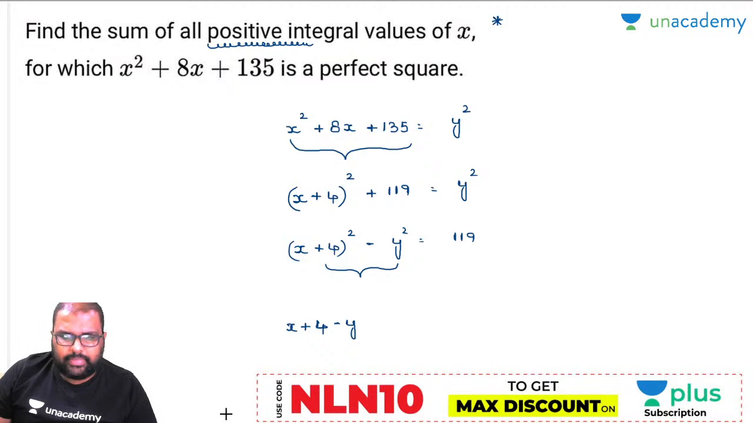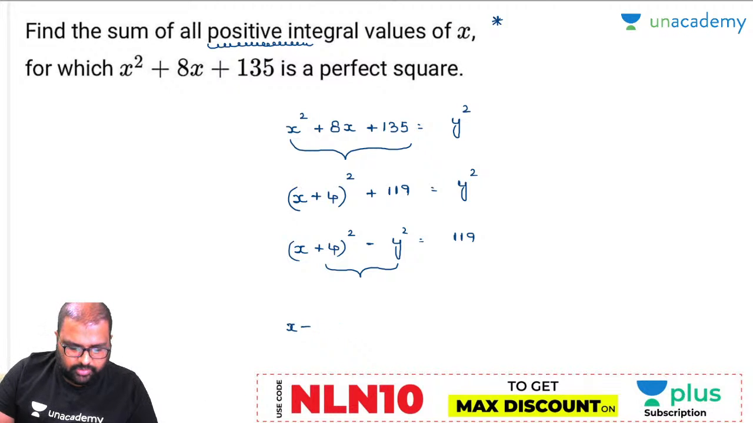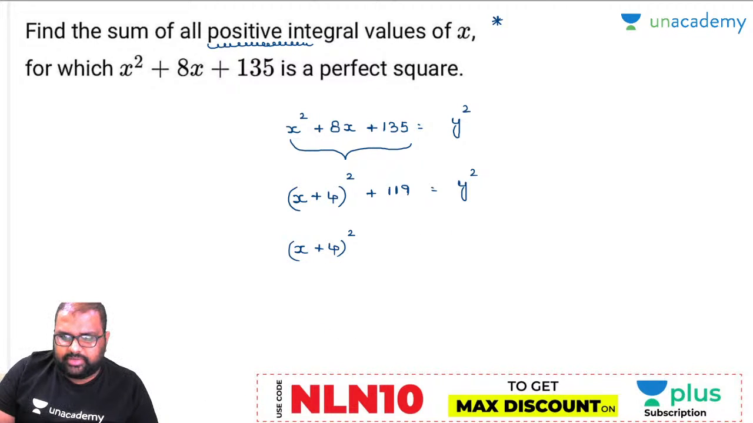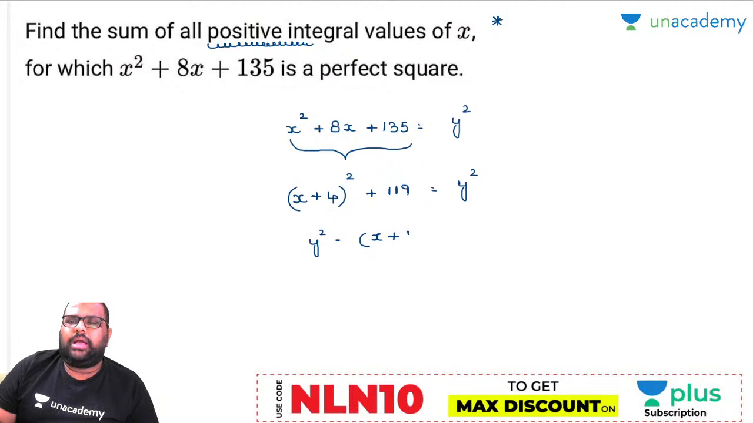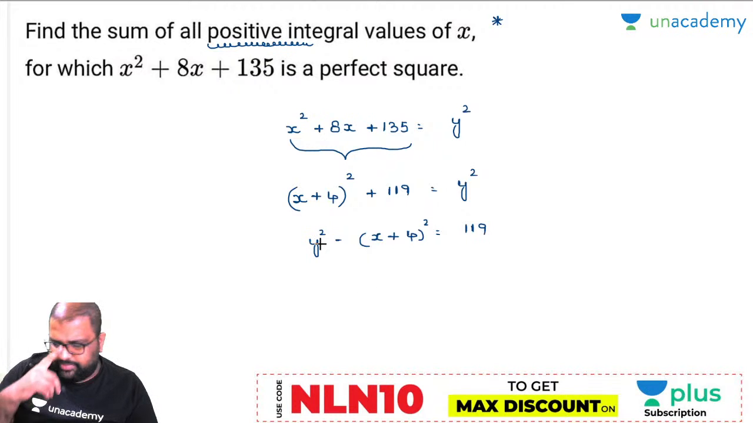Oh sorry, did I miss anything there? Yes, I have missed one point. I have written in the reverse format, right? So you have to write y square minus x plus 4 whole square as 119. That will become the correct one. Done. Again, this is in the format of a square minus b square.